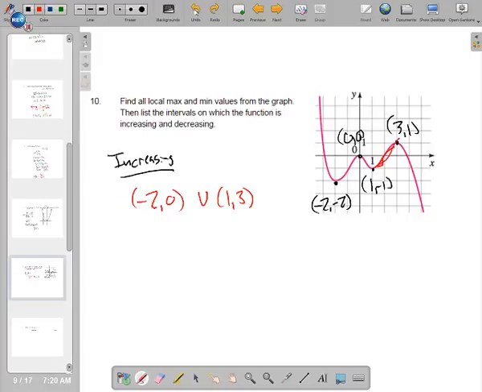So from 1 to 3, that's an increasing interval. I'm going to do the same thing with my decreasing interval. So I'm just looking for where this function is going down left to right. So it starts off moving down. So this is -infinity to -2.